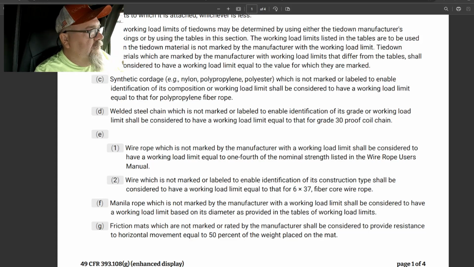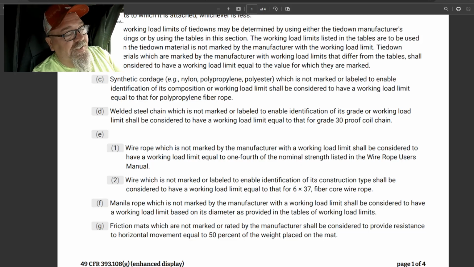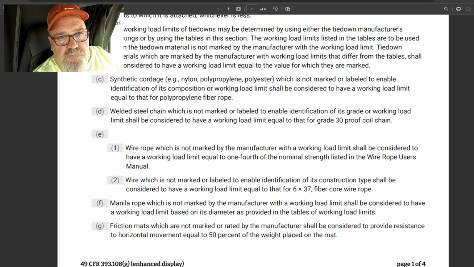So it's all there. Welded steel chain which is not marked or labeled to enable identification of its grade or working load limit shall be considered to have a working load limit equal to that for grade 30 proof coil chain, which is what we just went over. When I was telling you, if they cannot see that it is stamped with that grade 70, they will reduce the working load limit. It's the same thing with your straps. If they cannot see where it's stenciled, it says 5,400 pounds, they will reduce it down to the lowest grade. You know, if the tag comes off, again, they will reduce it down to the lowest grade.